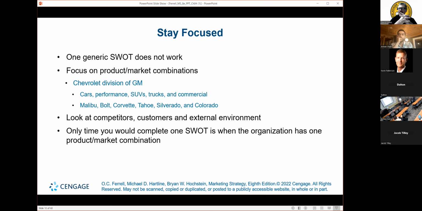The next is that you should not only look at yourself, but you should create SWOTs of your competitors. You should look at your customers. You should look at your external market. If you use a SWOT for each one of those, you'll be able to gain insight once again, because they're collaborative ways of bringing that information together. And the last is that you should only complete one SWOT if the organization only has one product and one market. And so the first thing to do is to stay focused, all right?